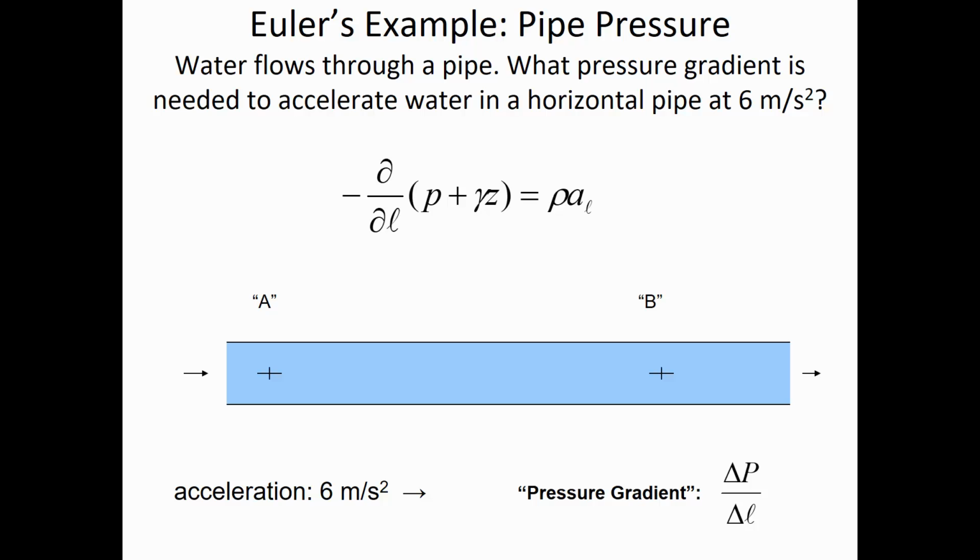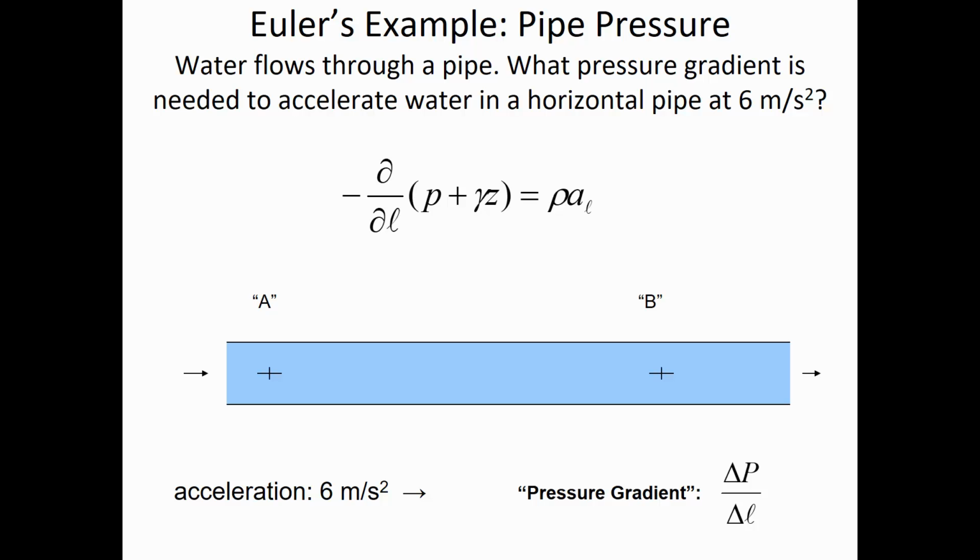And that is delta P. So in other words, delta P is equal to minus delta X density acceleration in X. And so the pressure gradient is going to be delta P divided by delta X. So that's minus density acceleration in X. So minus 1,000 kilograms per cubic meter multiplied by 6 meters per second squared.